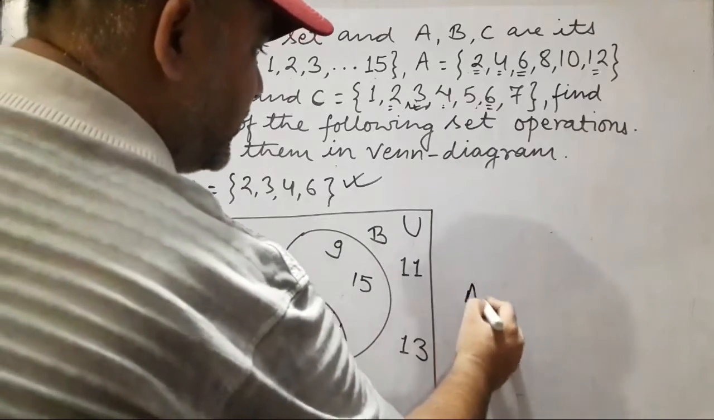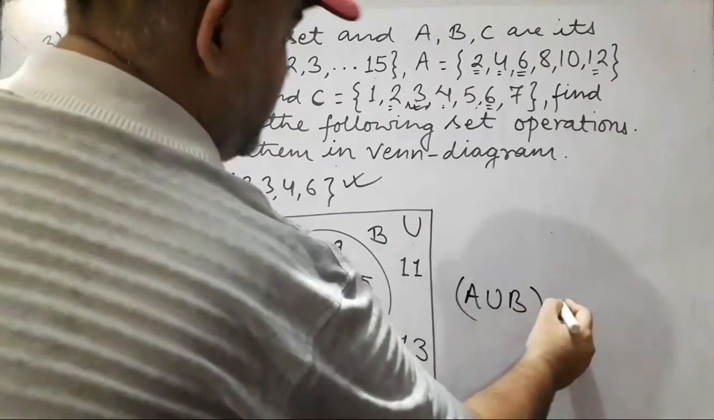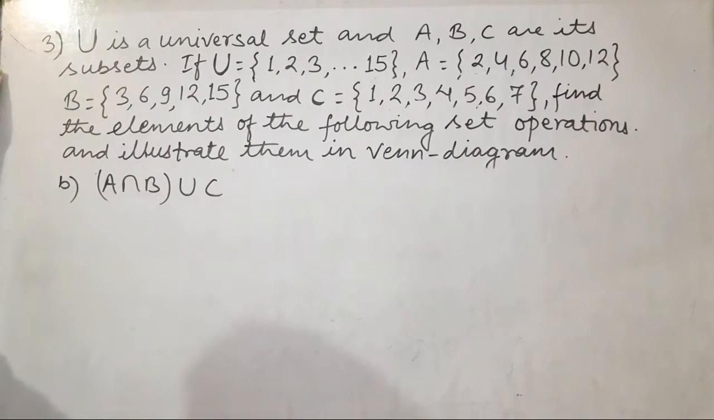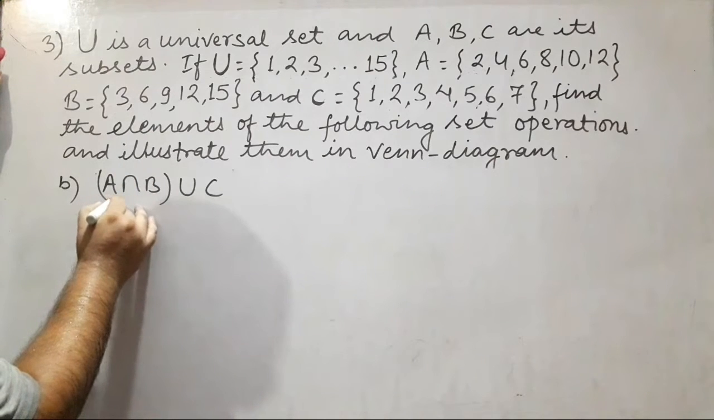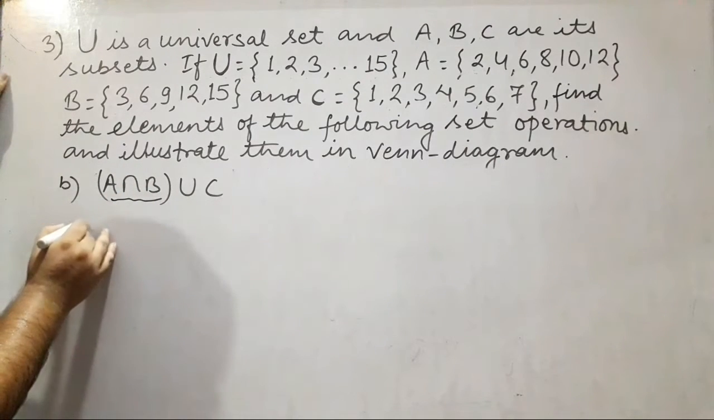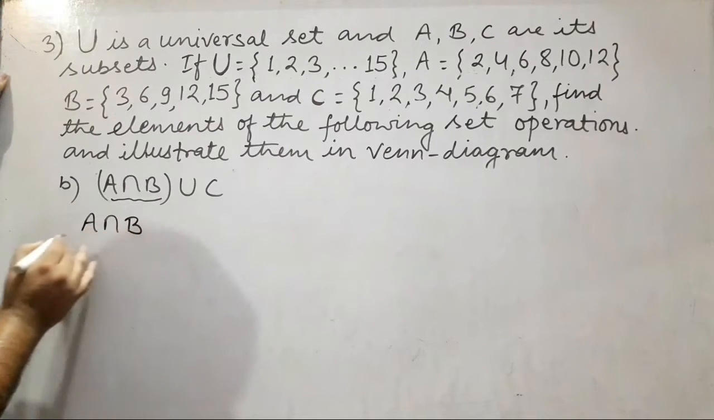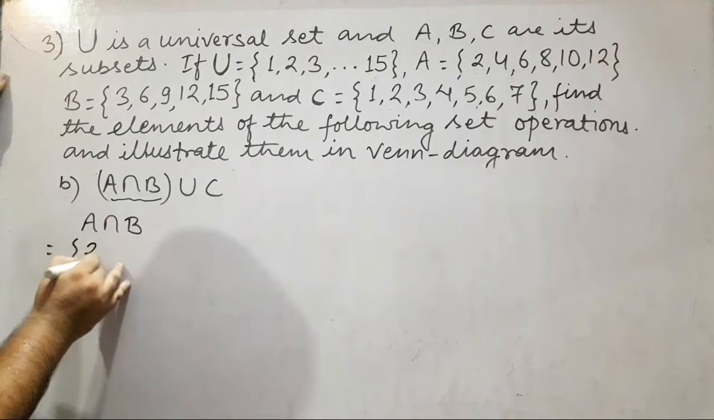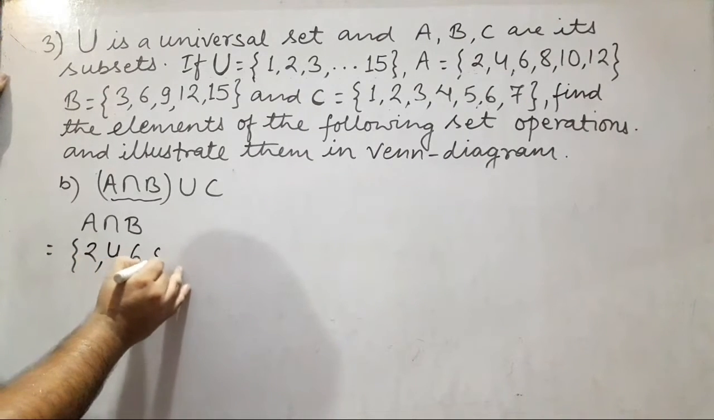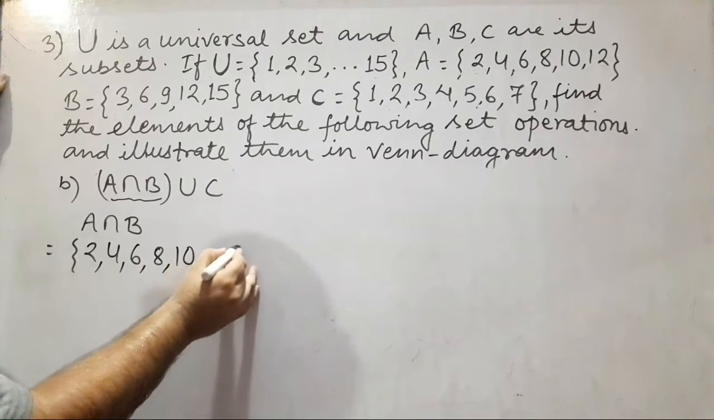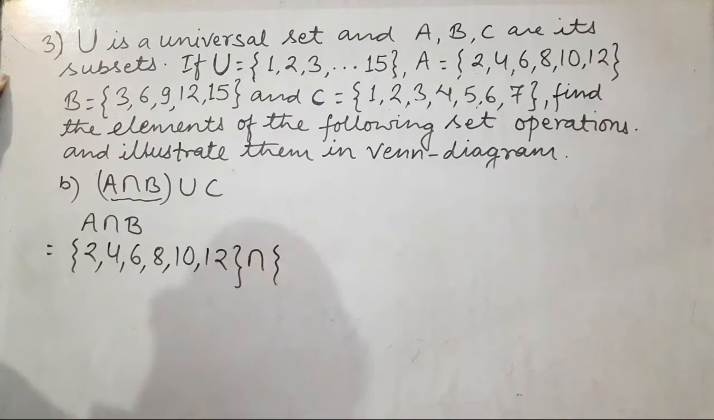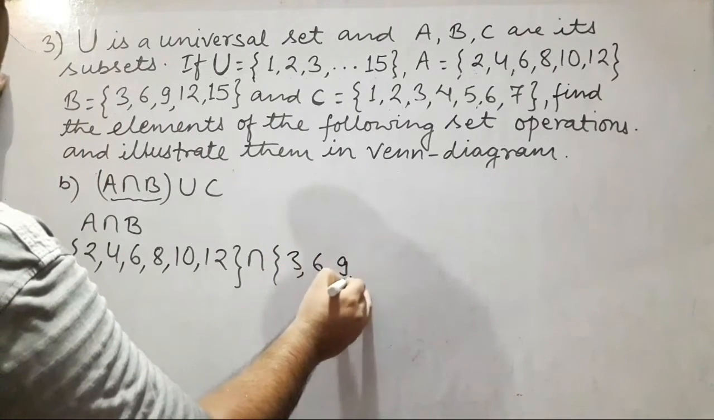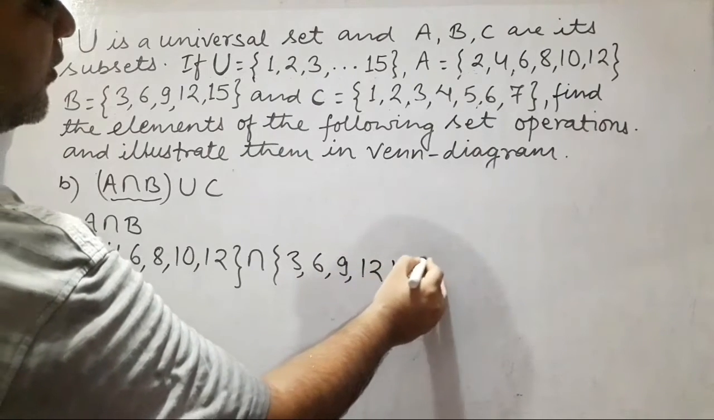Okay. So this is (A union B) intersection C. Now, A intersection B union C. We have to perform the operation given inside the bracket first. A intersection B equals the elements lying in A, 2, 4, 6, 8, 10, 12, intersection the elements lying inside B, 3, 6, 9, 12, 15.